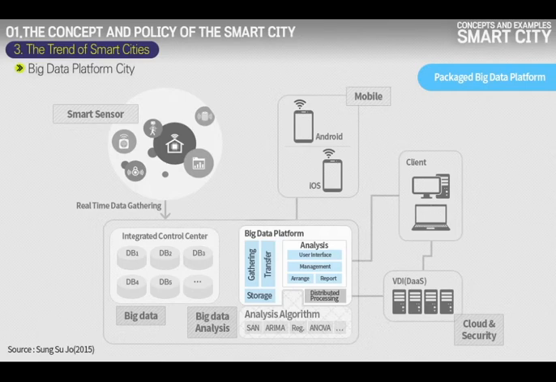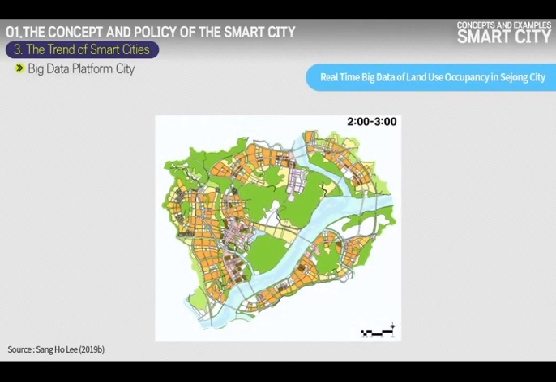The platform is an electronic space that links, consolidates, and fuses data to create various values of big data services. The data is collected in real time via smart sensors. The collected data is stored and analyzed at the big data platform, and it provides the information to users who need it in real time. This is an example of a change in land use occupancy in Sejong City using big data. Over time, you can see where people are active and where people are less active.